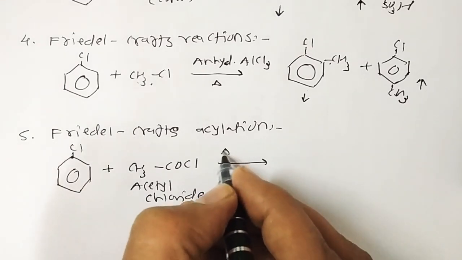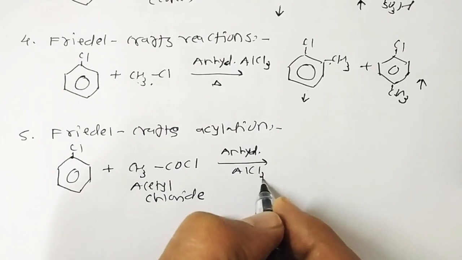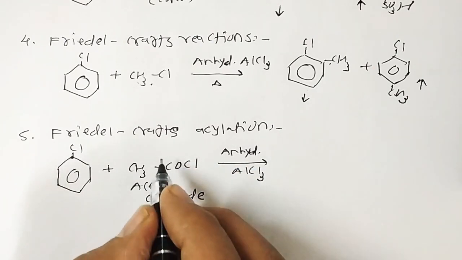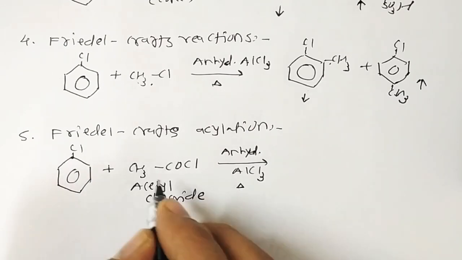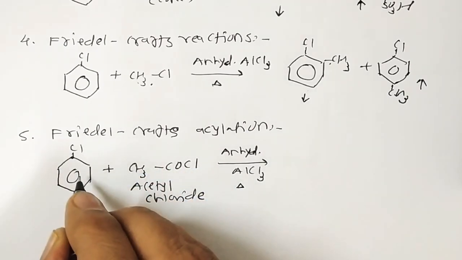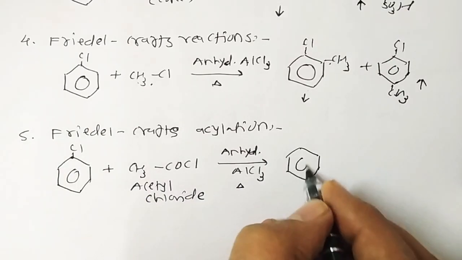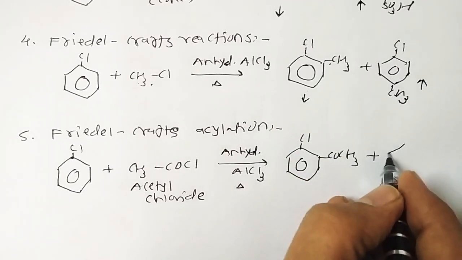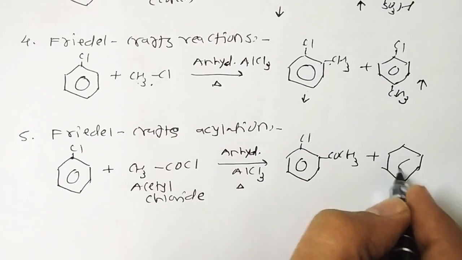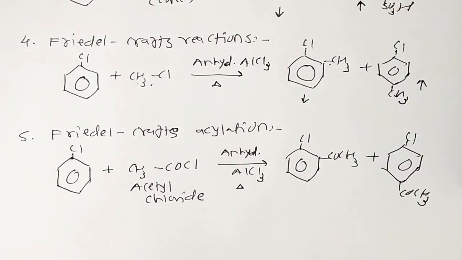It reacts with anhydrous AlCl3, which acts as a Lewis acid, reacts with CH3COCl, so it's converted into CH3CO plus and Cl minus. And this CH3CO plus is the electrophile, which is attracted towards the pi electron cloud of chlorobenzene. So we get a product like that. This is Cl, CO, CH3, and in the same way Cl, CO, CH3. One at the ortho position and the remaining at the para position.